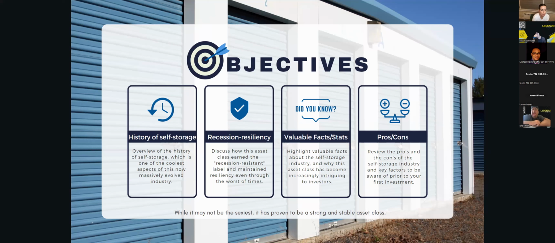So we're going to review the history of self-storage, which is, again, one of the coolest aspects of this, because it's a massively evolved industry at this point. We're also going to discuss how it got the label of being recession resilient or recession resistant. So we're going to discuss how it's maintained its resiliency through good times and even the worst of times. Valuable facts and stats, always important to highlight those, especially being that this asset class has become increasingly intriguing to investors recently, and why that is.